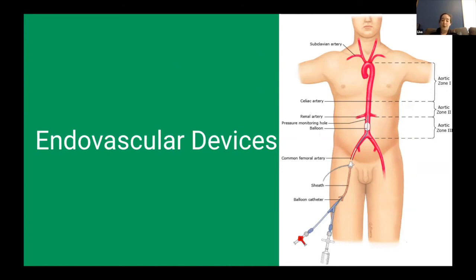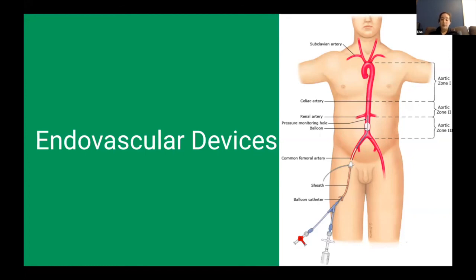REBOA is introduced through the femoral artery, and proper placement in the thoracic aorta is estimated by measuring the distance between the inguinal crease and the mid-sternum. For the REBOA, the aorta is divided into 3 zones. Zone 1 is the area distal to the left subclavian artery and proximal to the celiac trunk.